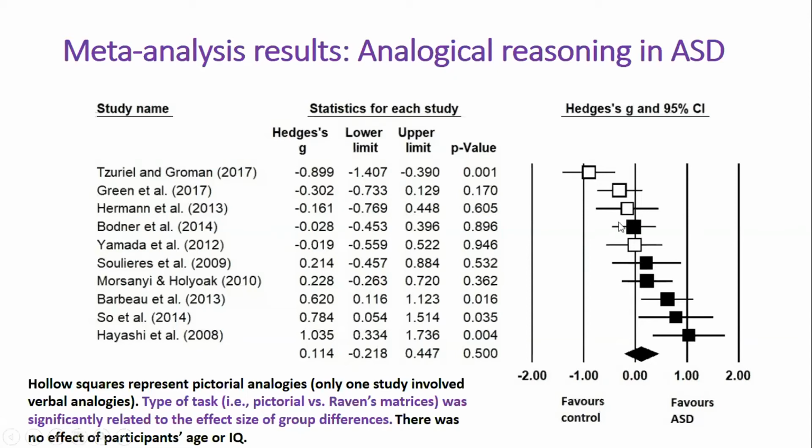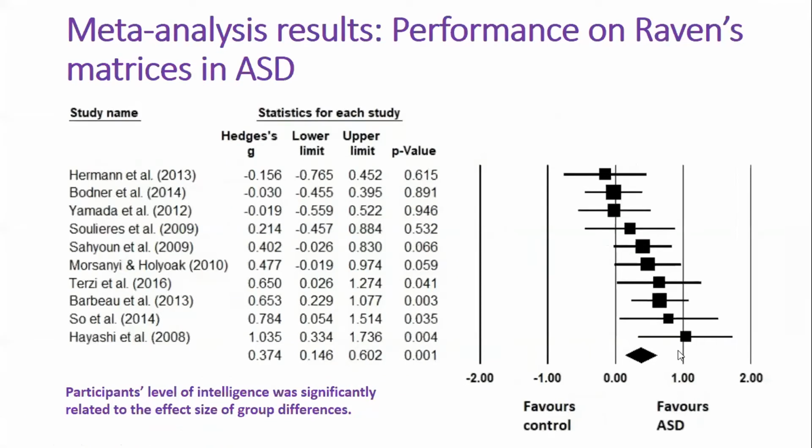So because you see this clear separation between studies that looked at pictorial analogies and studies that used Raven's matrices, we also ran a separate analysis just including studies with Raven's matrices. And you see that in this case, there's actually some advantage for the autistic participants. So the effect size, yeah.